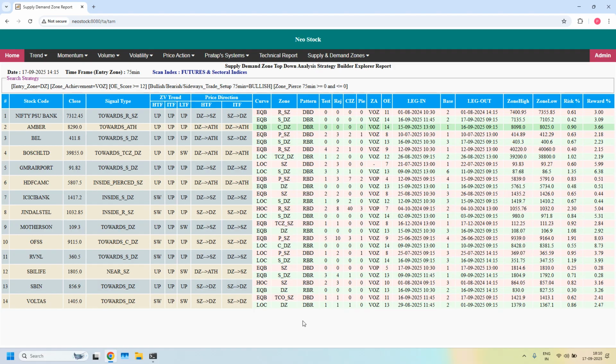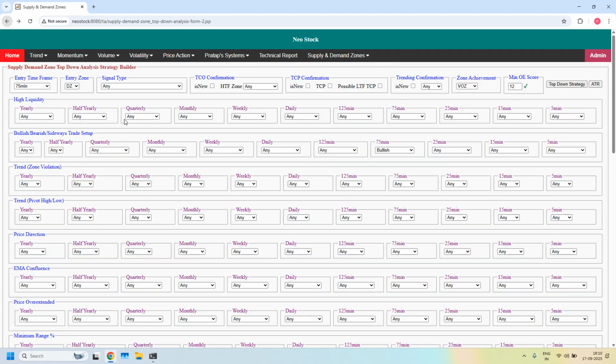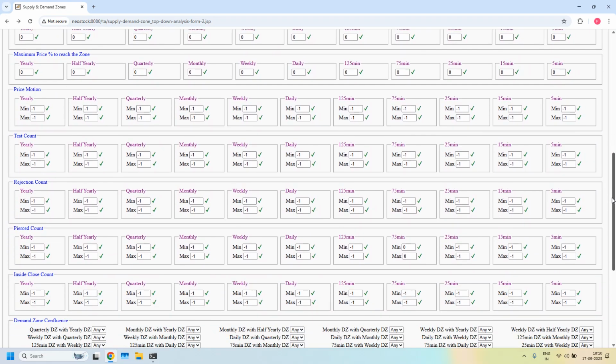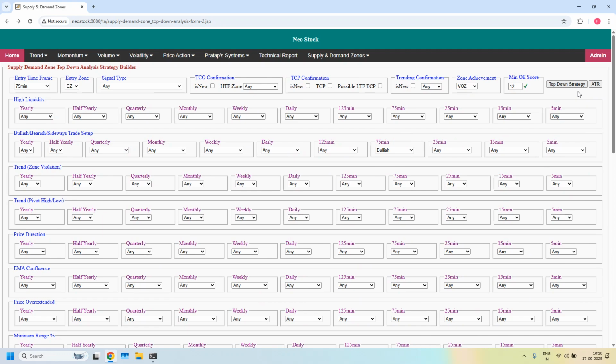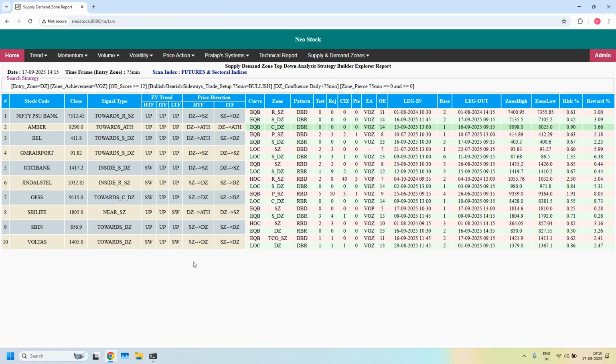First filter is LTF and ITF demand zone confluence. That is 75 minutes and daily demand zone confluence. I am enabling the filter, applying on the 14 stocks. We got 10 stocks. In all the 10 stocks, all these 75 minutes demand zones are overlapped with daily demand zone. And daily trend is uptrend. ITF is a daily trend, it is uptrend in all the stocks.